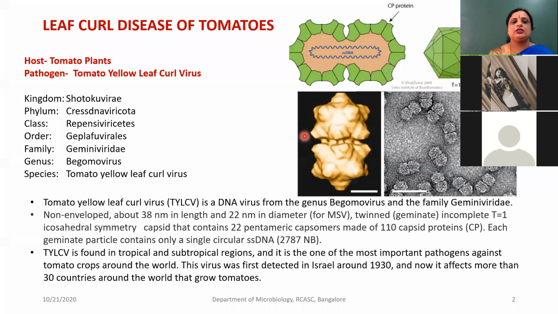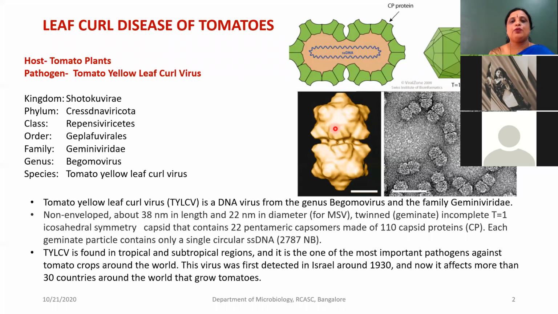This virus is non-enveloped and it is around 38 nm in its length. This is the diagrammatic representation of this particular virus, and this is electron microscopic observation. So this is around 38 nanometers in its length and around 22 nm in its diameter. And it is twinned. Why is it twinned? You know, they are made up of what? Protein and the nucleic acid, isn't it?